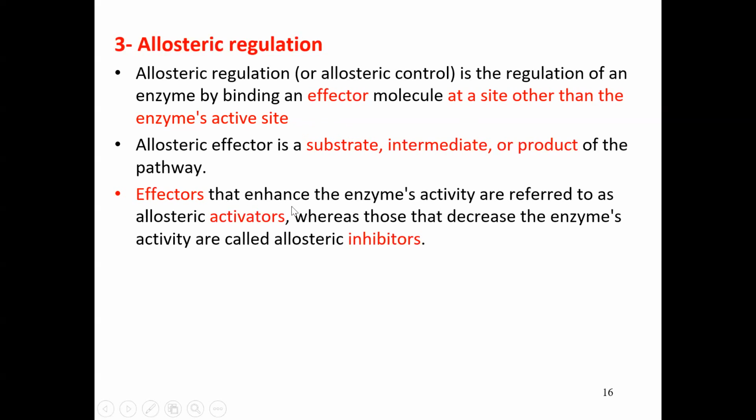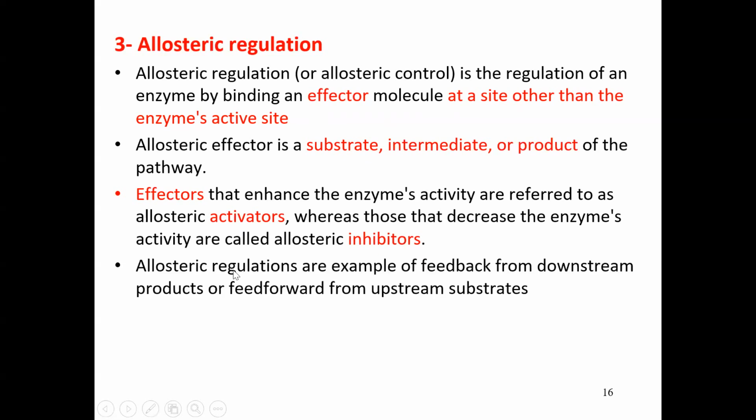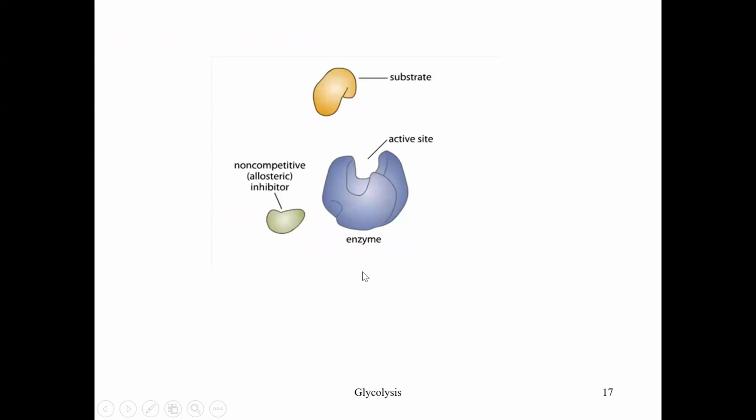So we define that effectors can be activators, so they increase the enzyme activity, or they can be inhibitors that decrease the enzyme activity. And allosteric regulation can take two major forms: feedback or feed forward. So what do we mean by feedback and feed forward? Let's see the example here.